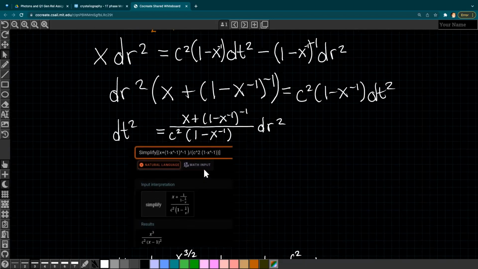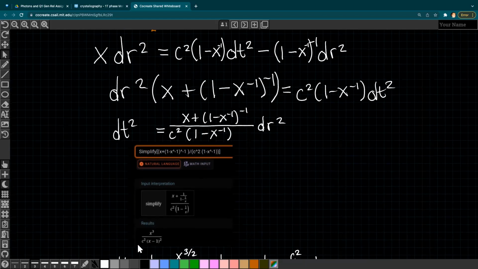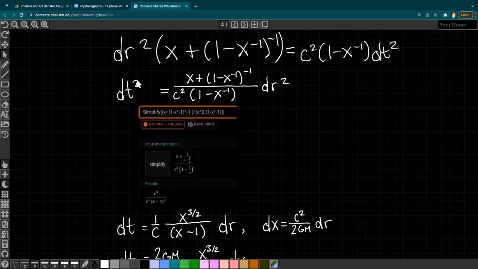You could just calculate this yourself. It's like grade 9 level math, but it's complicated. So we end up with x cubed over (x minus 1) squared, and this is times c squared at the bottom. And now we had dt squared and dr squared, so let's square root everything. We get dt equals 1 over c times x to the 3/2 over (x minus 1) dr.